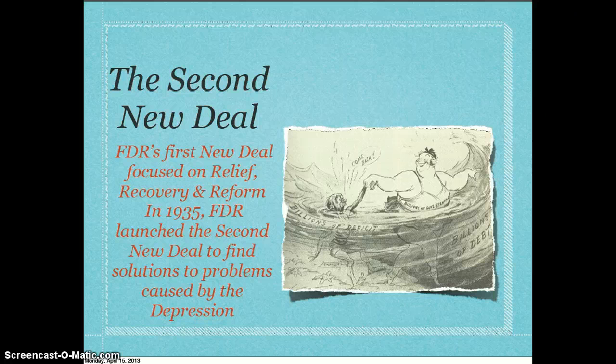While the first New Deal was focused on relief, recovery, and reform, what we want to take a look at with the second New Deal is how it continued to investigate situations in which we can provide solutions to problems caused by the Depression. While there is no mastery objective listed, what I'd like you to answer is this question: how is the second New Deal different than the first New Deal?